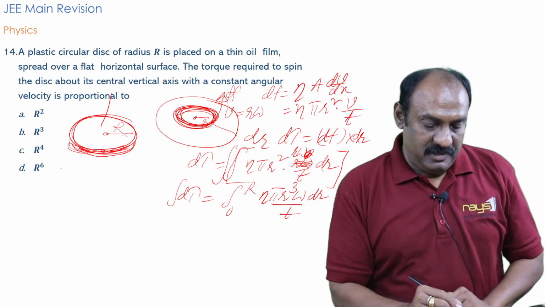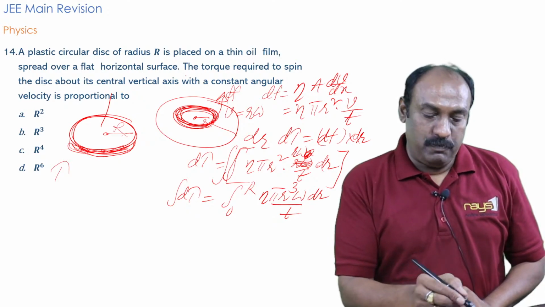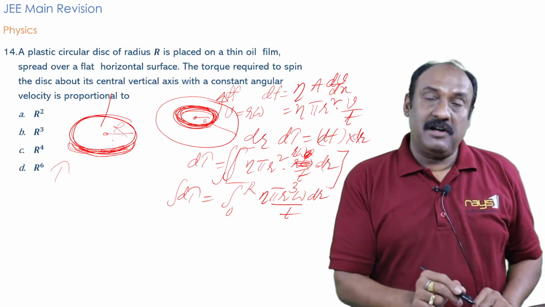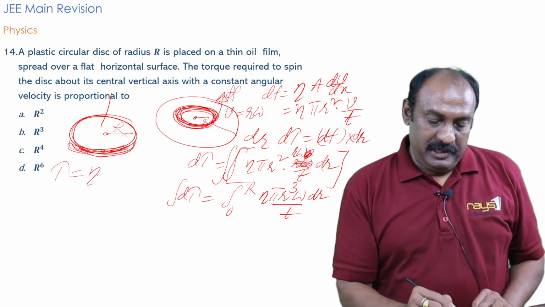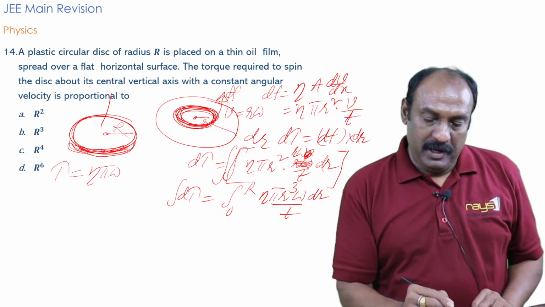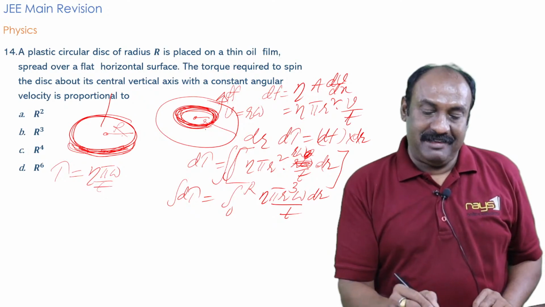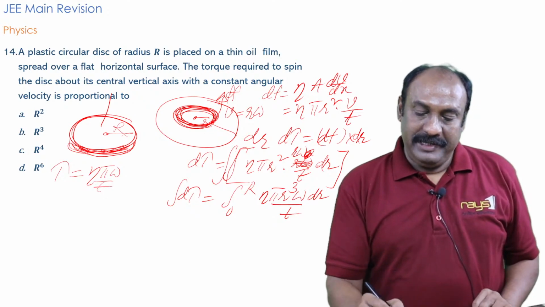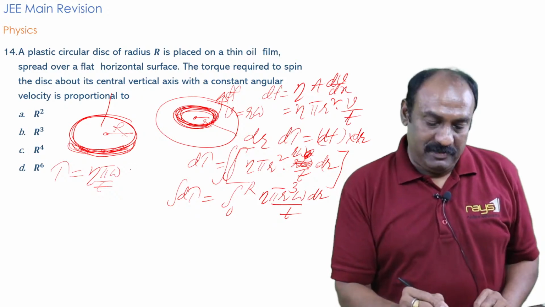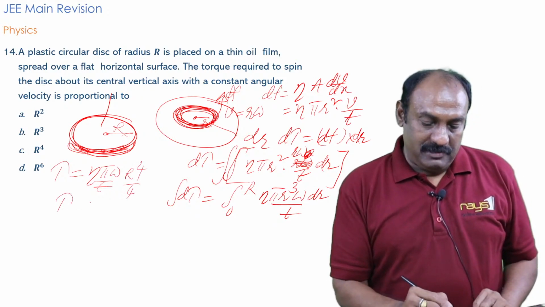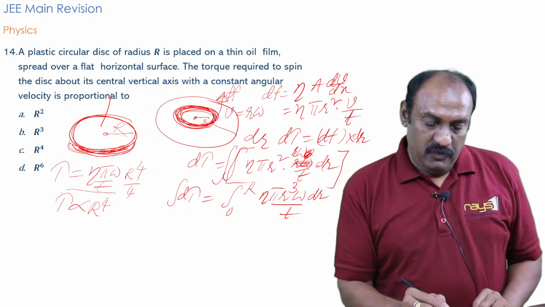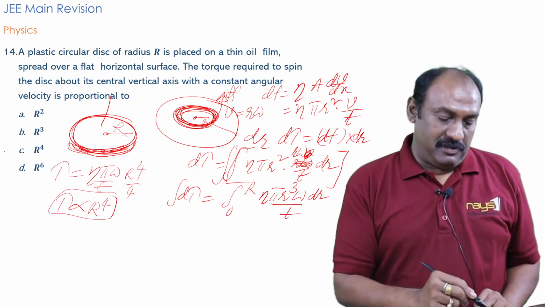So, the net torque in order to spin this plastic circular disc over the oil film is equal to eta into pi omega by t, where t is the thickness of the oil film, into the integral of r cubed dr, that is r power 4 by 4 is the answer. So, this torque is directly proportional to the 4th power of the radius of the circular disc.